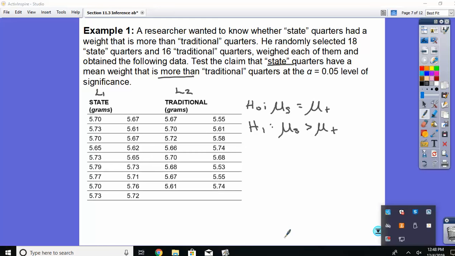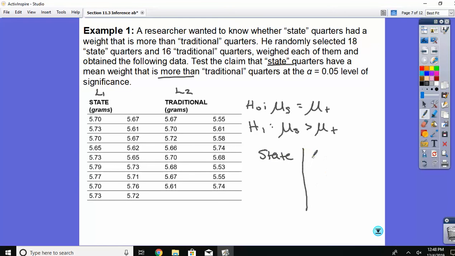Okay. So for each of these, let's kind of jot down. For the state quarters, the X bar is 5.7022. We need the standard deviation, so that's 0.04965. And how many did we have on this one? 18. Okay, now we need the same thing for the traditional.